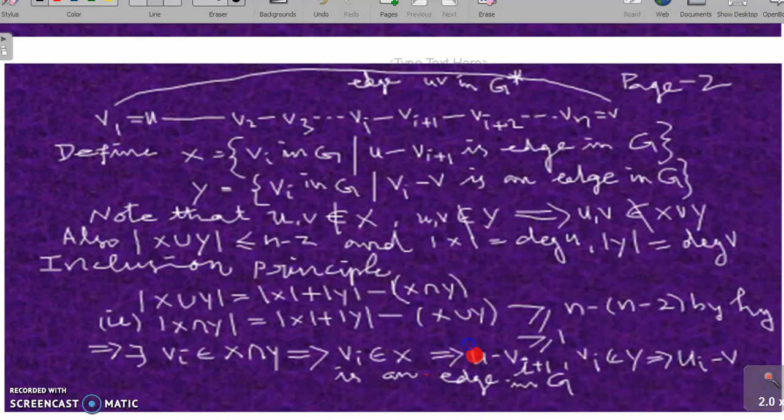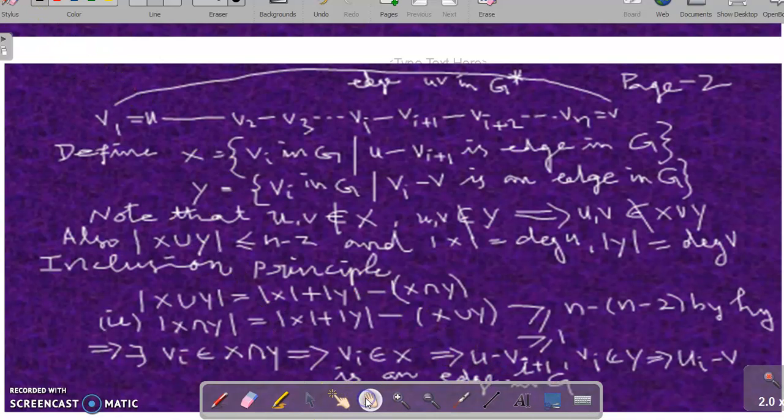Okay, right. By our definition here, if vi belongs to X, then we will have this edge here, and vi belongs to Y implies we will have this edge here. So definitely this is an edge in G. Okay, right. Now what will take place?